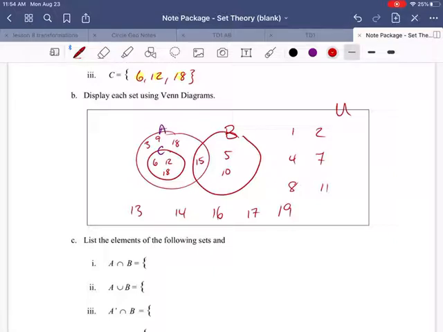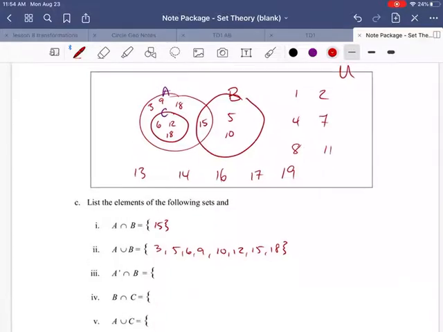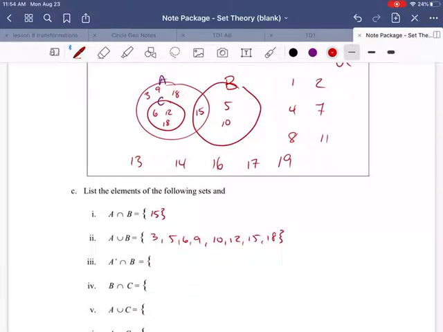All right, so we've got A intersecting with set B, and the only number there that intersects is 15. Now the union of A and B is going to be everything that's included between A and B. So we've got 3, 5, 6, 9, 10, 12, 15, and 18. All right, we're going to have to dip back into our set notation. We've got the complement of A intersecting with B. And in this case, we've got 5 and 10.